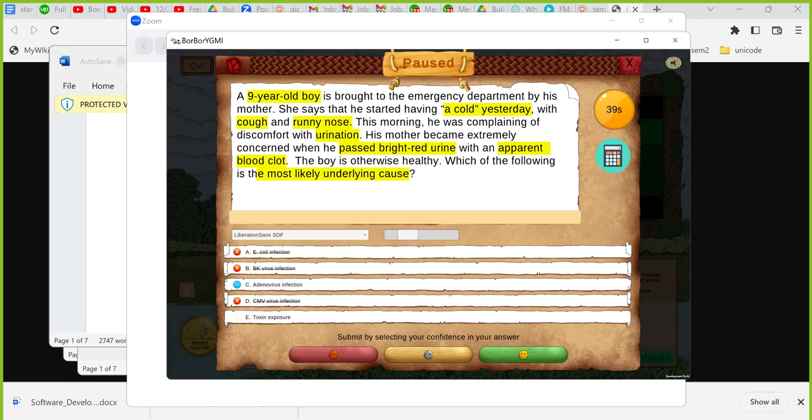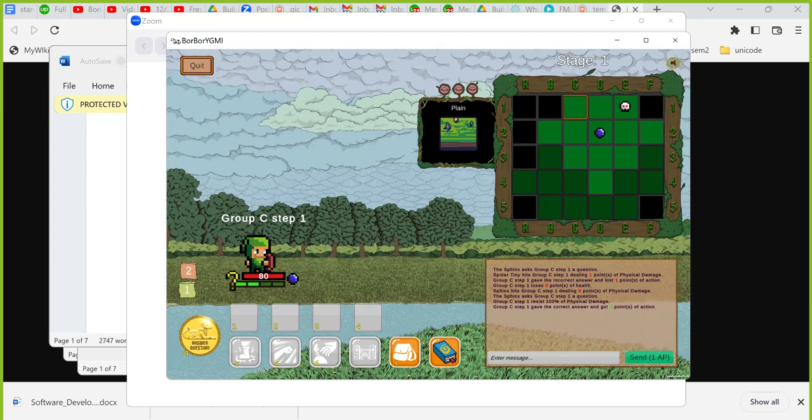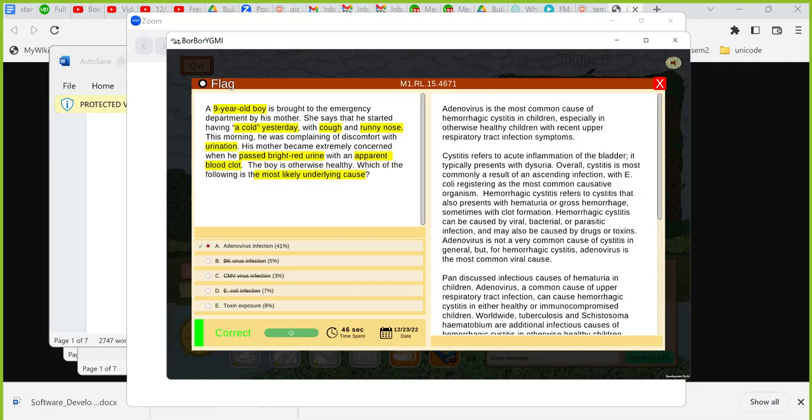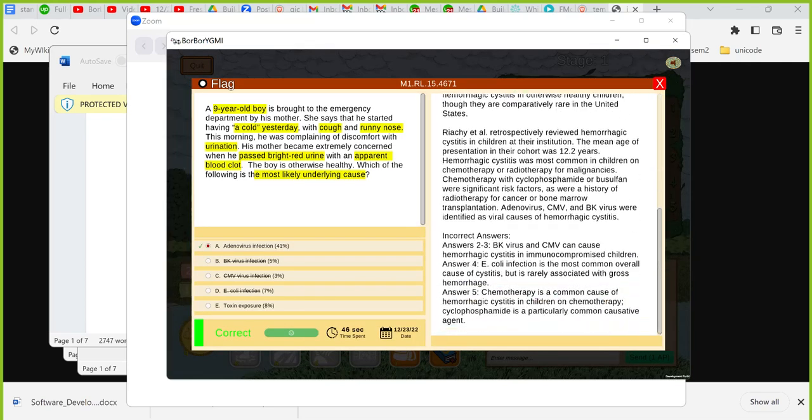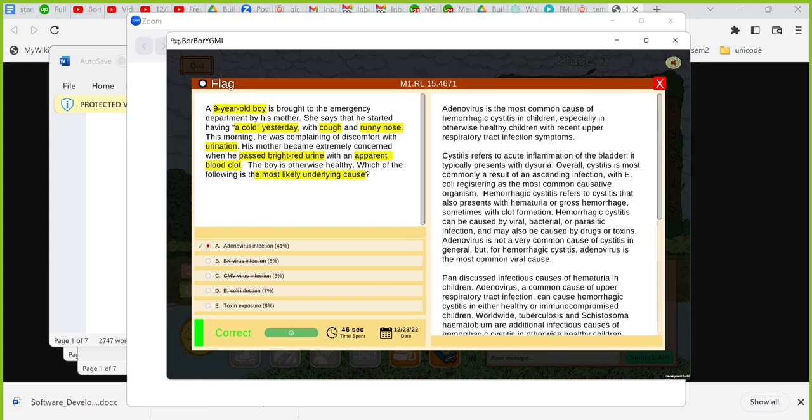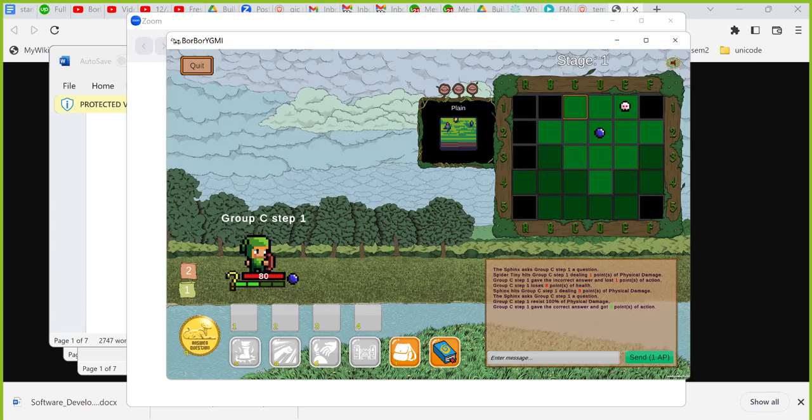So what confidence do we want to say? Okay, I'll put it as confident, unless otherwise. All right, let's do green here and see. All right, we got it. Yes. Okay, so let's just check. We'll go to the review on the bottom left here and just check the summary because we got it right. So this is cystitis, referring to acute inflammation of the bladder, and adenovirus can cause hemorrhagic cystitis. Do you know of an anti-cancer drug that causes hemorrhagic cystitis?